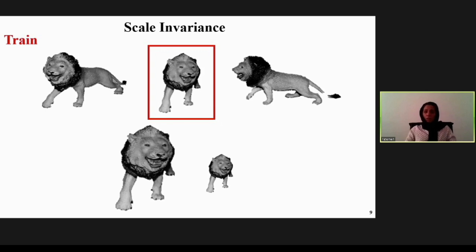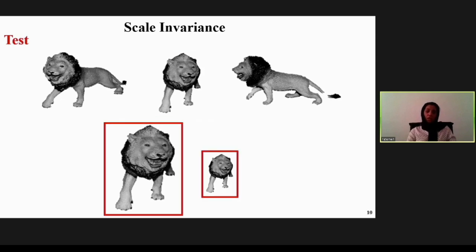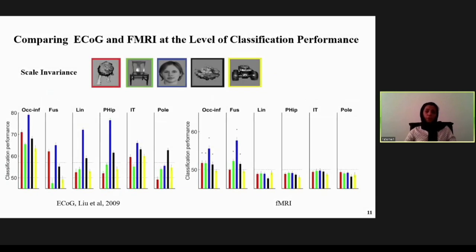To examine scale invariance, we trained the classifier with the images in the size of 3-degree visual angle and tested by the resized ones. This is the average classification performance across different scales. We see that category information can be read out robust to the scale changes in occipital inferior and fusiform in both fMRI and ECOG data.